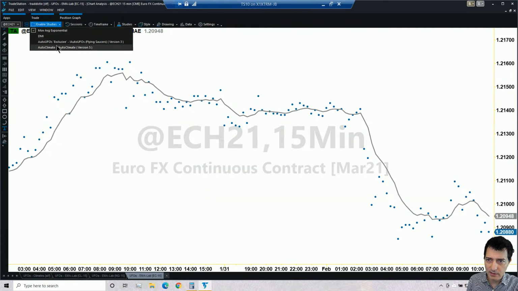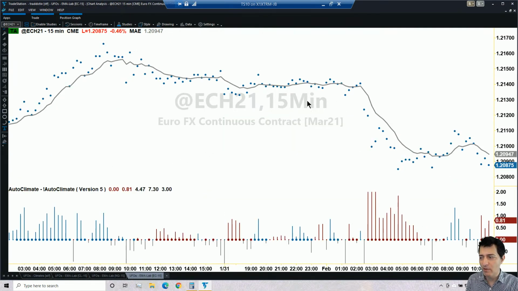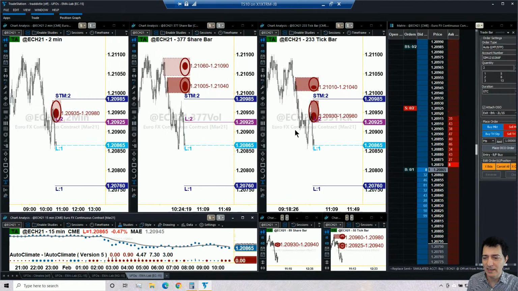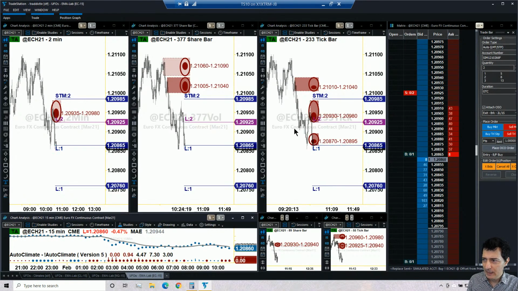So I'm ready for the next trade without having to rearrange anything. I'm back to my 500 candles. I'm back to my auto-climate. So if a new trade needs to be planned later on the euro, everything will be in the right place. Okay, but this trade is certainly valid.